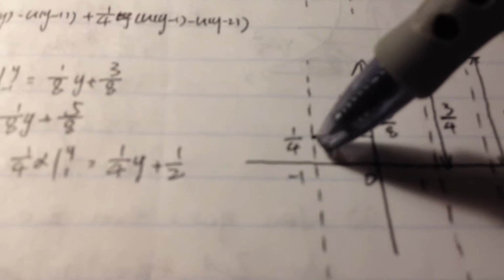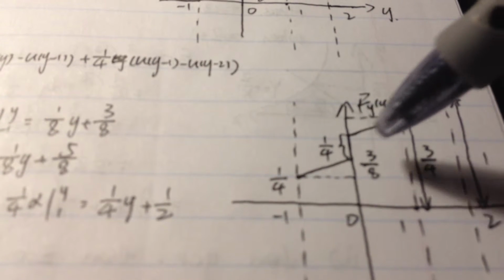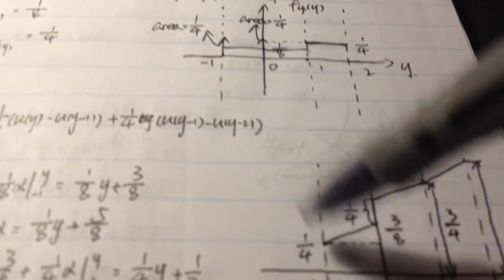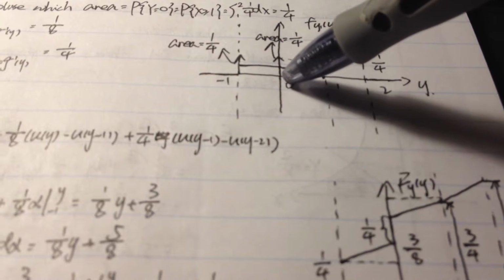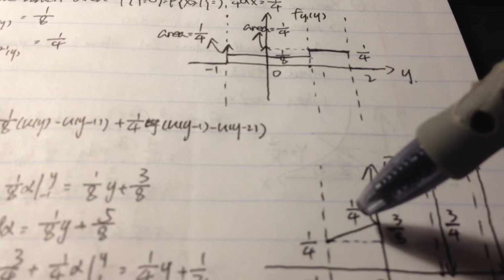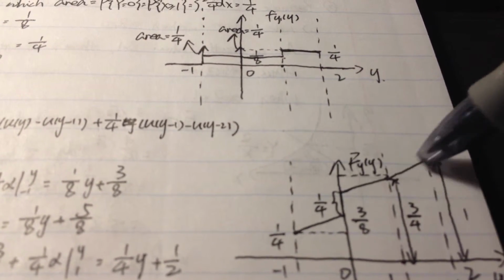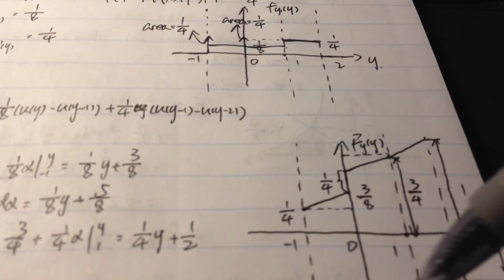That is like this. There are two impulses. This impulse equals the area of this one, and this impulse equals the area of this one. And these three parts are the continuous function. And so we can plot the diagram of the distribution function of y.